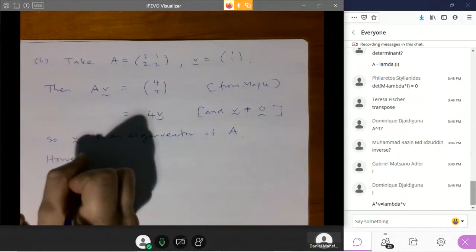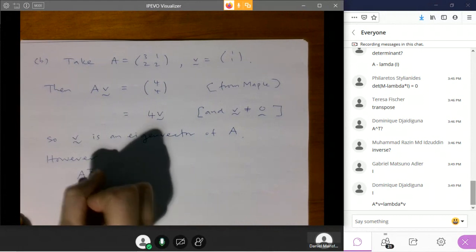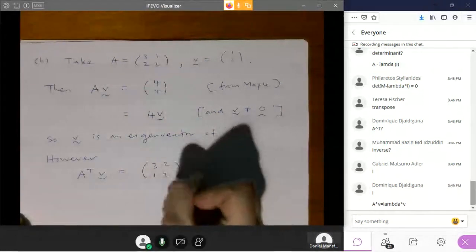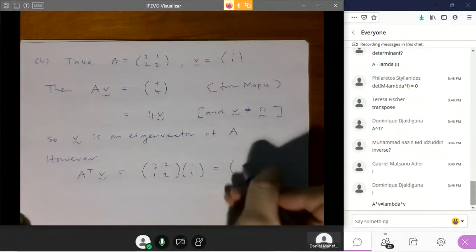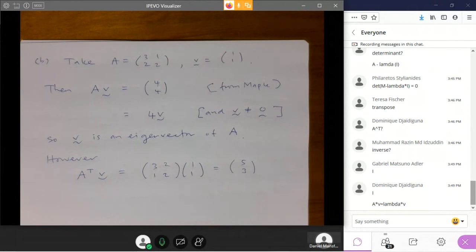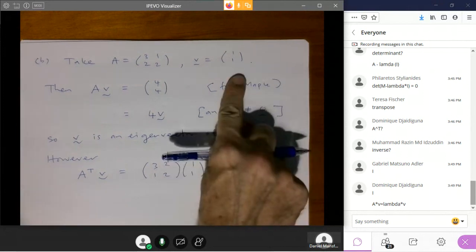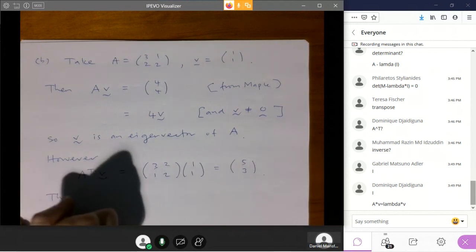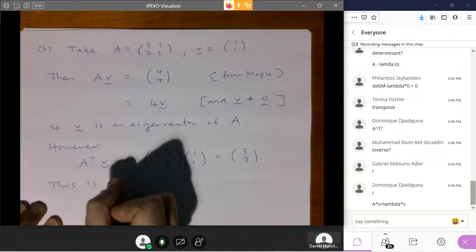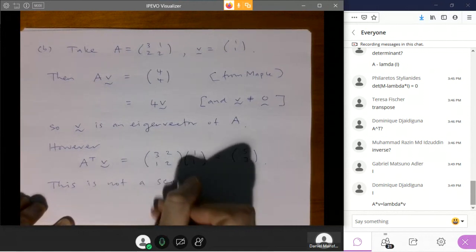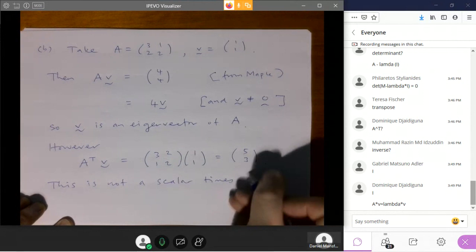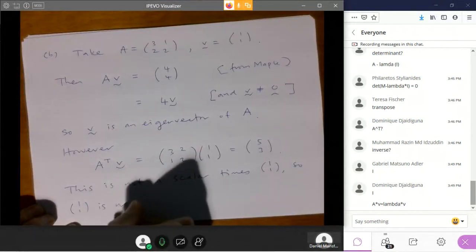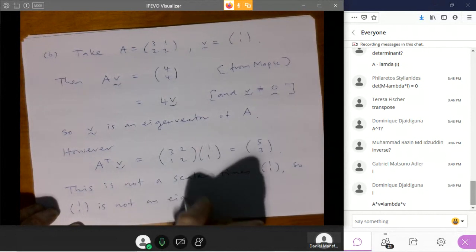However, we have to show that V is not an eigenvector of A transpose. So let's work it out. A transpose V is the matrix with 3, 1 in the first column and 2, 2 in the second column, times 1, 1. Do the multiplication, you get 5, 3. And now that's clearly not a scalar times 1, 1. Therefore, 1, 1 is not an eigenvector of A transpose. And I'll just write down exactly what I said. This is not a scalar times 1, 1. So 1, 1 is not an eigenvector of A transpose.